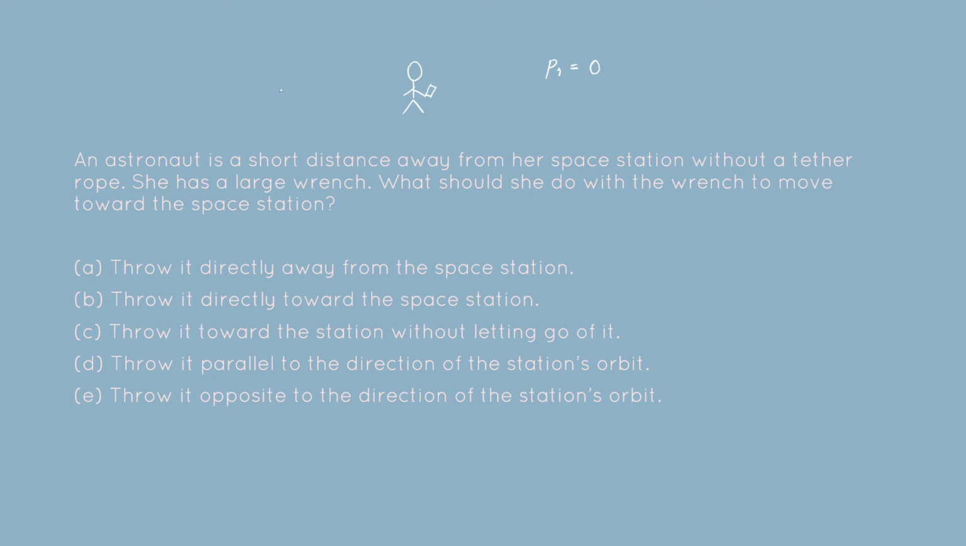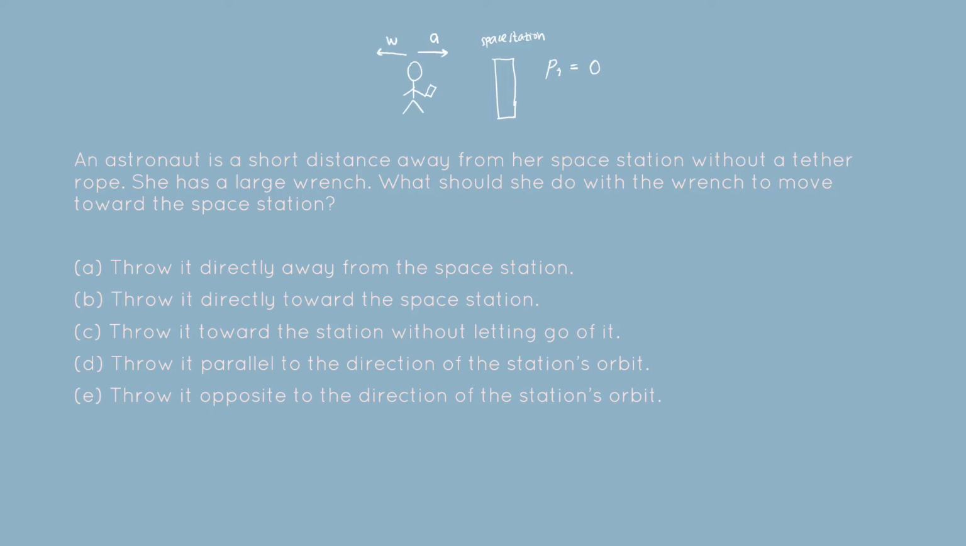So the initial momentum is 0, and what we want to happen is for the astronaut to move toward the space station. So let's say this is the space station. So if we want the astronaut to move towards the right, how should the wrench move? You should be able to tell me that the wrench should be thrown away from the space station.